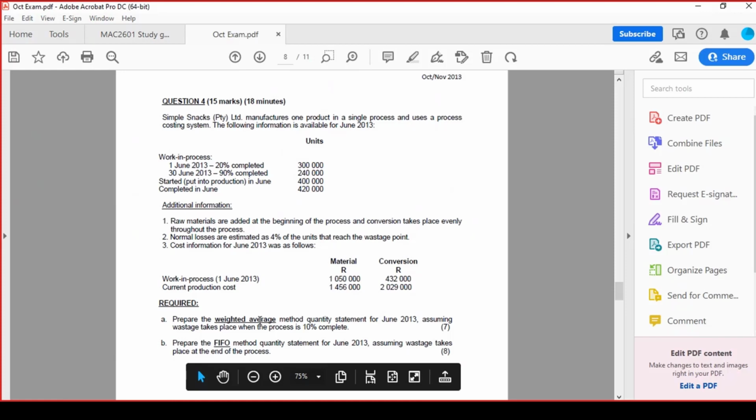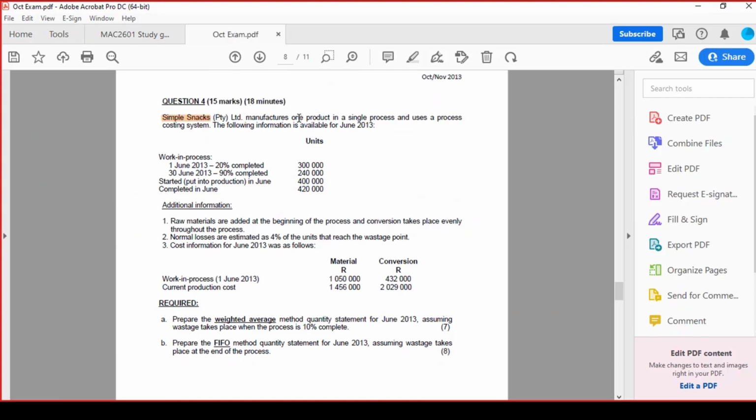so that you don't confuse the two. Okay, cool. So the question, same as last time, is the exam. Simple Snacks, I'll read it again with you. Simple Snacks manufactures one product in a single process, and they use process costing. The information that they gave us is for June. The working process, 1st of Jan, that's your opening WIP. It's 20% completed, and your units is 3,000 units, 100,000. 30 June, that's the end of the month, so that's your closing WIP, 90% completed.